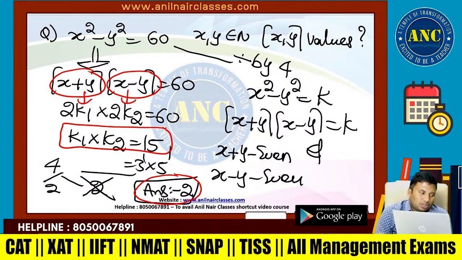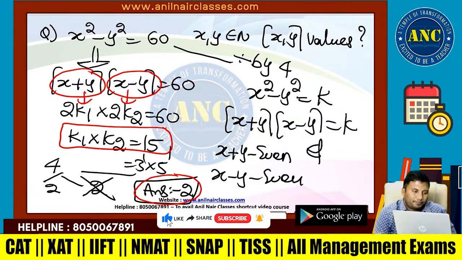Next. 2 or 3 more questions, then this concept is clear to you. Right hand side is an odd number, over. Right hand side is divisible by 4. Next one.